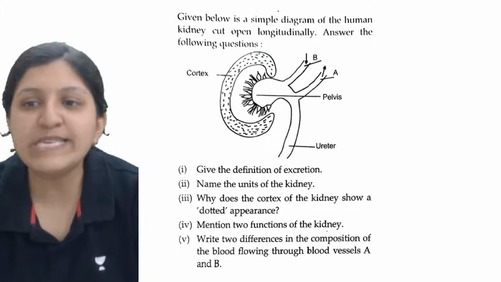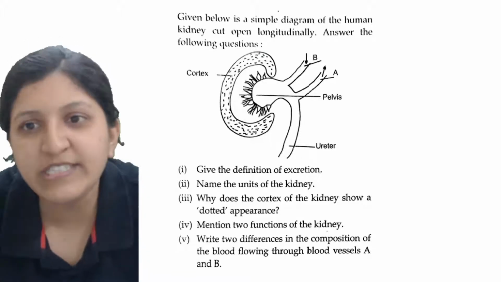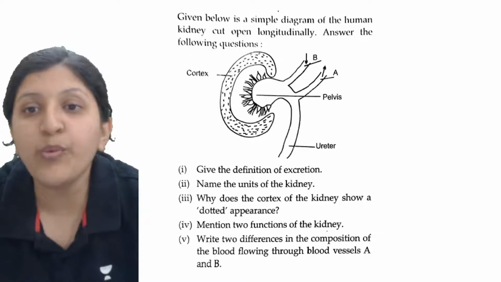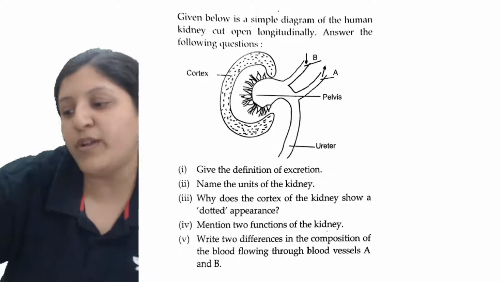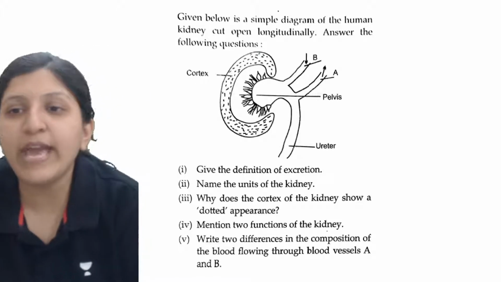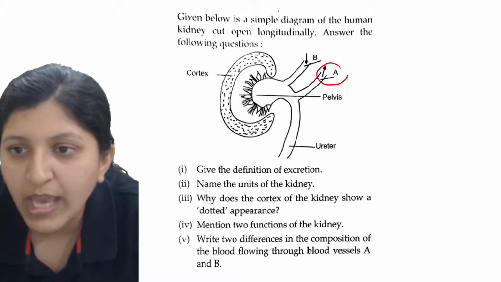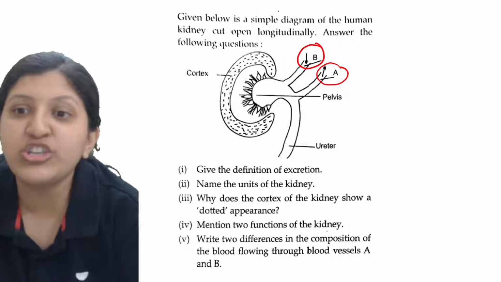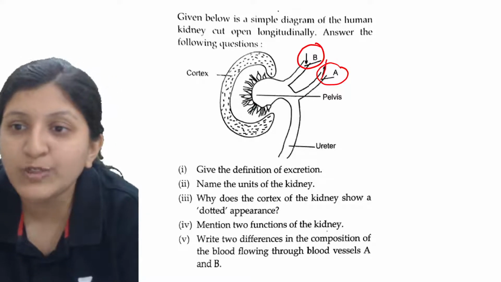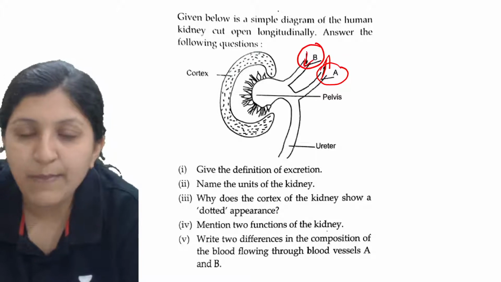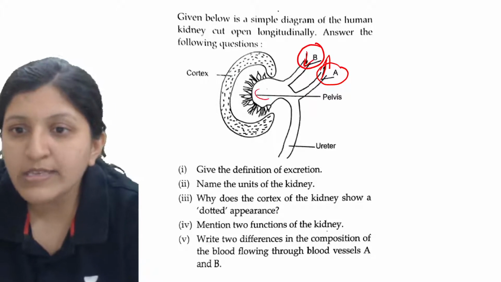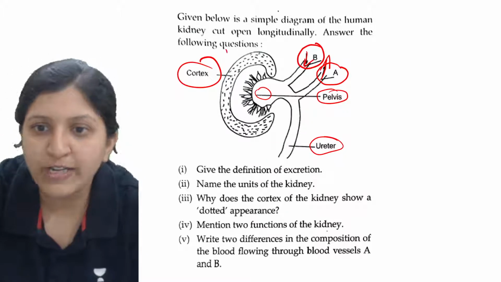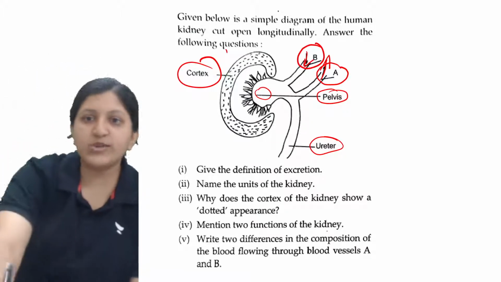Given below is a simple diagram of the human kidney which is cut open longitudinally. Answer the following questions. You can have a look at this question. This is given A, this is given B. Have a look at the direction mentioned here. A is going out, B is coming in, and this part they have already labeled pelvis, ureter, and this one is the cortex region, medulla region. So this one is the cortex.